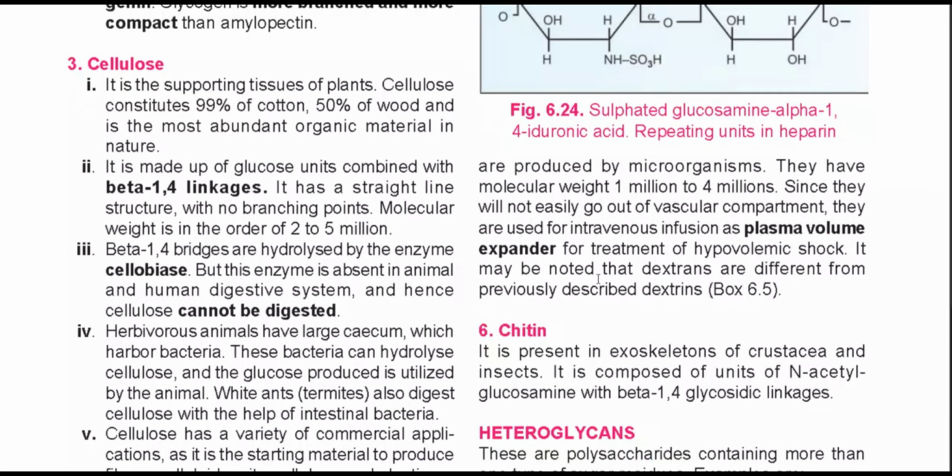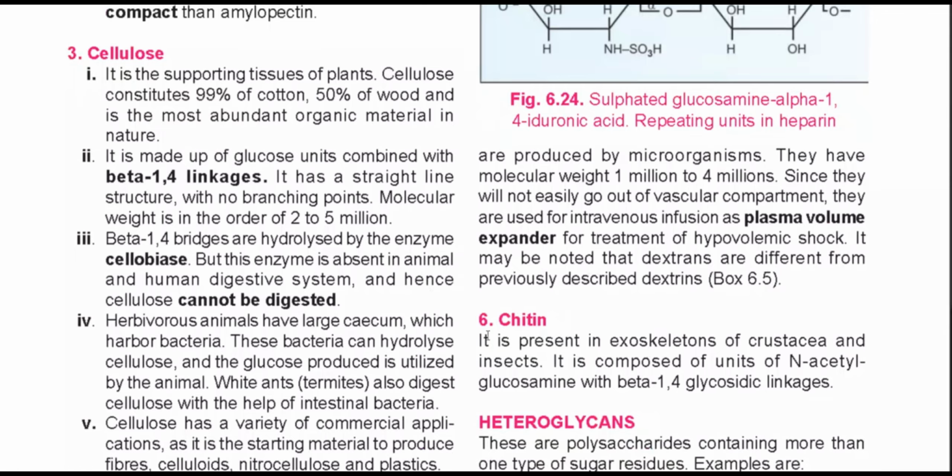shock. And lastly, another important homopolysaccharide is chitin, which is present in the exoskeleton of insects, and it is composed of N-acetyl glucosamine with beta glycosidic linkage. So these are all homoglycans, and because of that, they are made up of a single kind of sugar molecule, linked by polymerization into a chain.